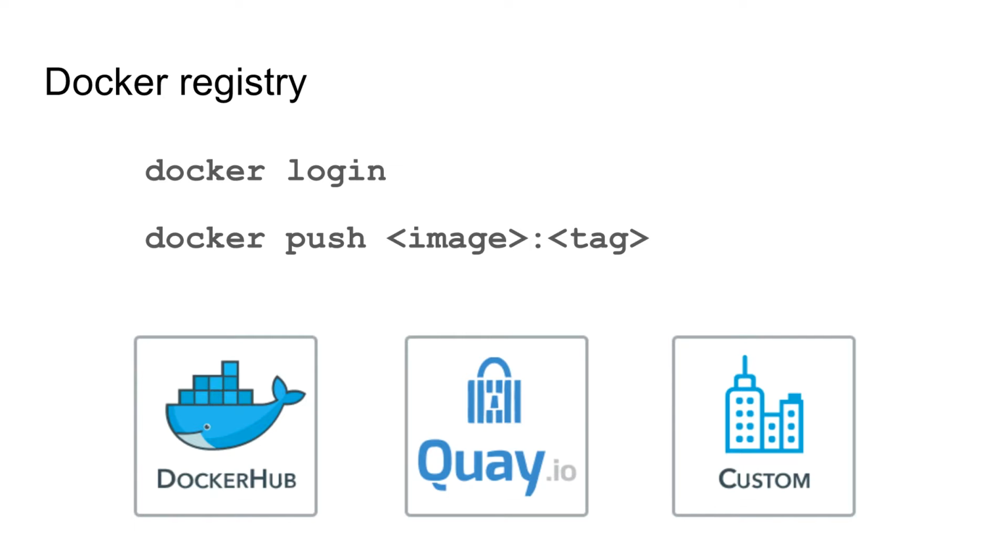So there are just two commands at this point: Docker login, where you specify your login credentials to Docker Hub, and Docker push, which pushes the image from your Jenkins box to the Docker Hub.